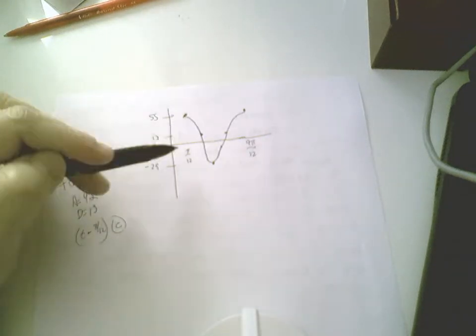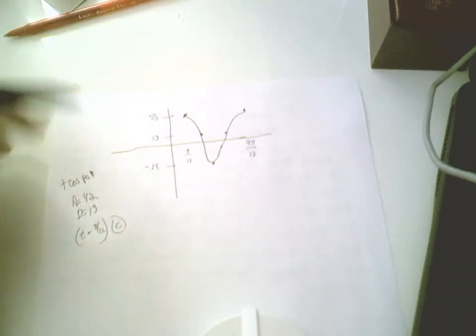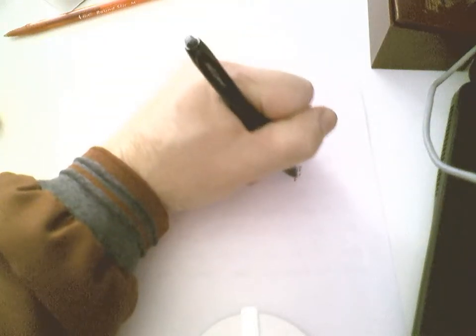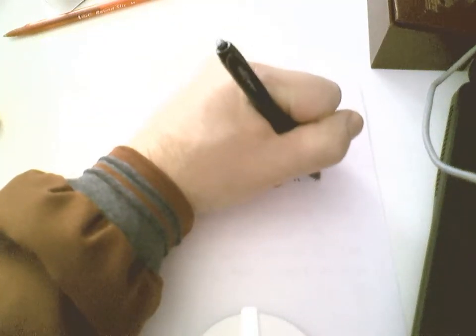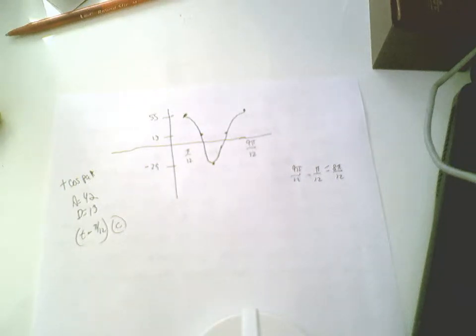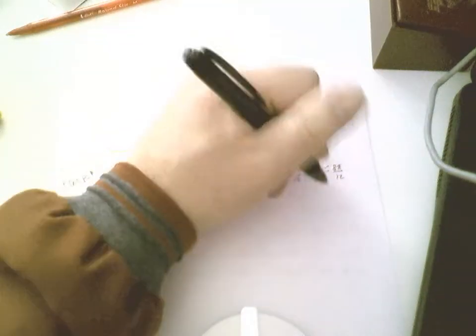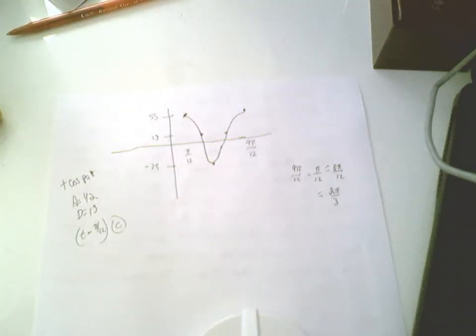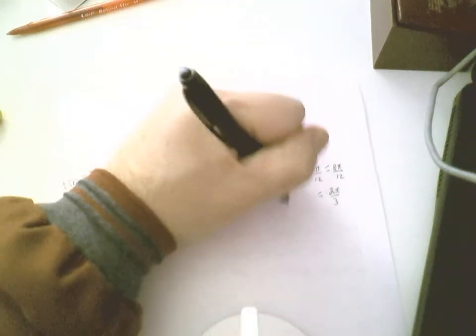Now, what's the next thing? I've drawn one period here. How long is the period? Well, it's 9 pi over 12 minus pi over 12. That's equal to 8 pi over 12, I think, right? Which in turn would be 2 pi over 3, 2/3 pi. So that's my new period.